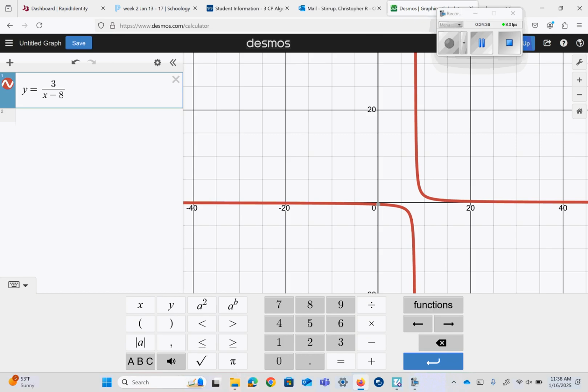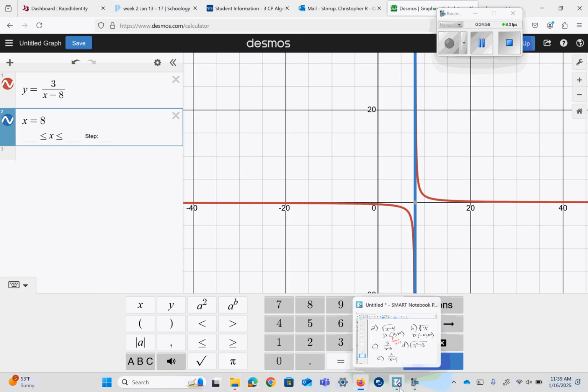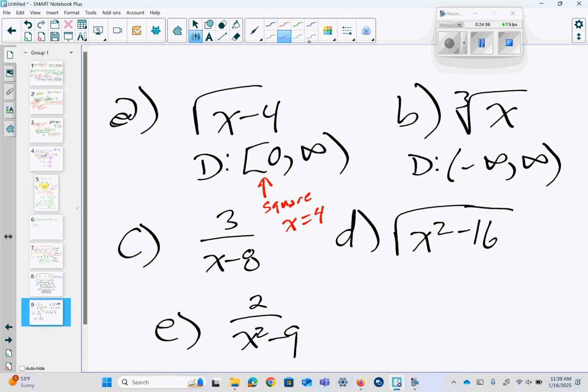So you get this nice looking situation. Things to know: if I did the equation x equals 8, it's a vertical line. That's the only value that won't work on this problem. So we will go from negative infinity all the way to positive 8, and then from positive 8 to infinity. And that basically means that the only value that wouldn't work, we'd approach from both the left and the right side.